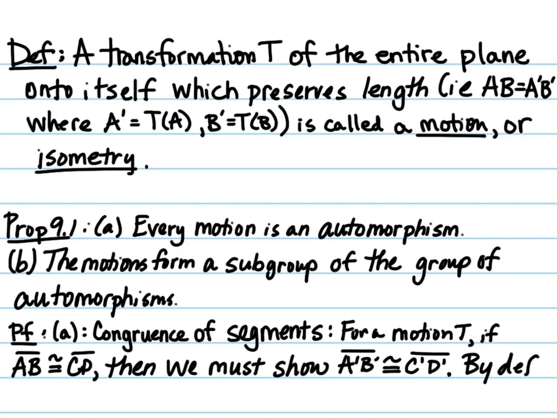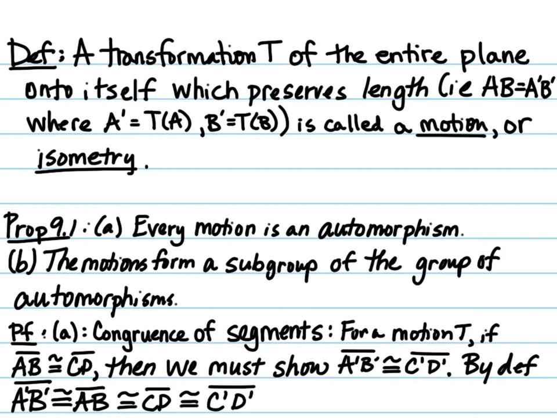By definition, A prime B prime is congruent to AB. That's the definition of an isometry. And we're told that AB is congruent to CD, that's given information. And then again, CD is congruent to C prime D prime because it's an isometry. So we're done. Two definitions and the given information get us where we need to go on that fact.